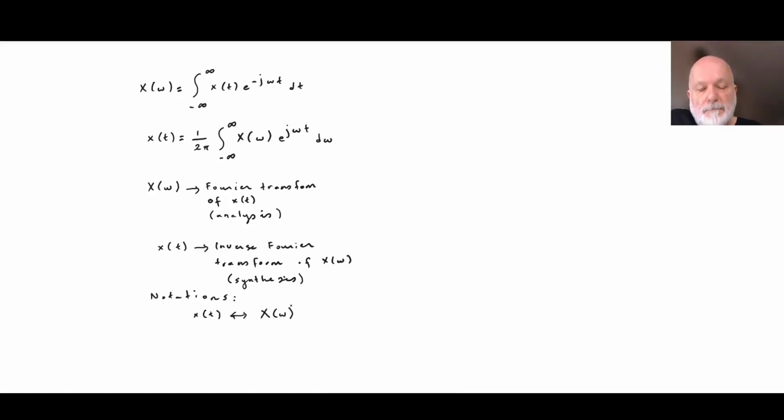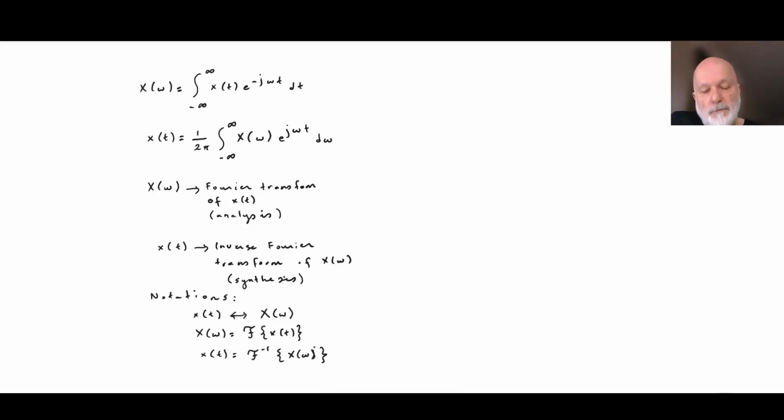Another notation is x of omega is the Fourier transform of x of t. So this script F denotes the Fourier transform operation, or x of t equal to the inverse Fourier transform, script F to the minus 1 of x of omega. So these are all some notations used in the literature.